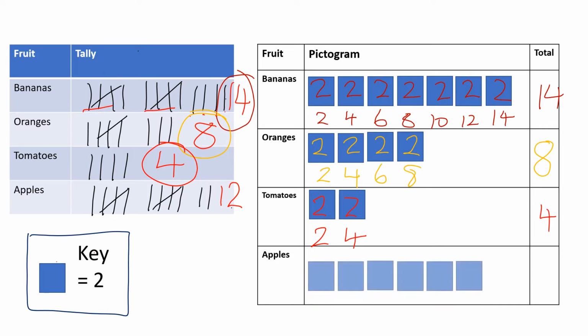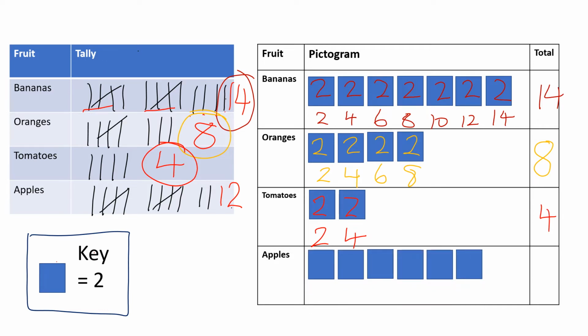And then the final one, apples. We need 12 apples. So a good way of thinking of this is, what is half of 12? And if you know what half of 12 is, then you will know how many squares you will need. So each one is 2. So we count in 2s again. 2, 4, 6, 8, 10, 12. Okay, so we have 12. And that's a different way of doing a pictogram.